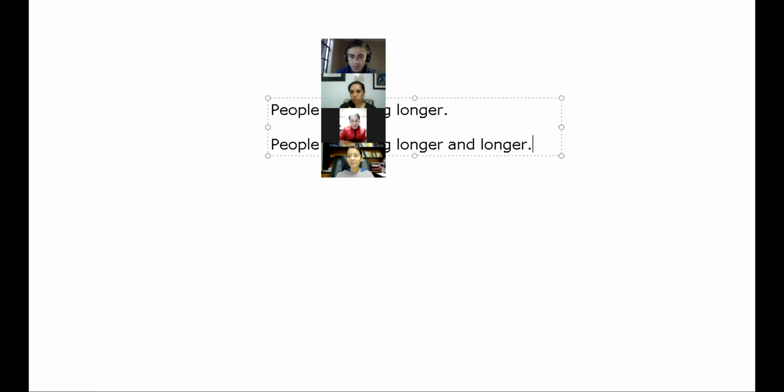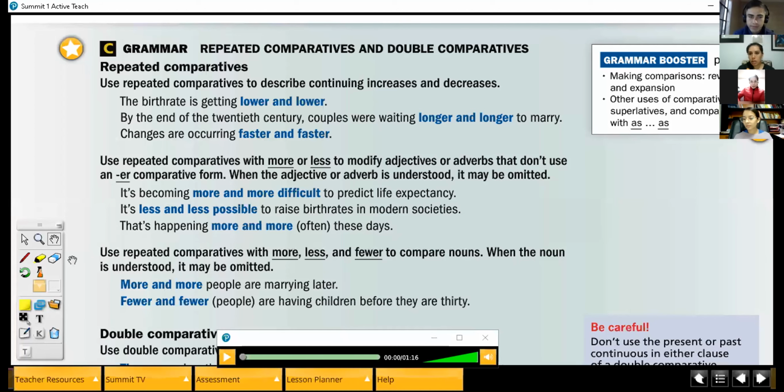So let's read the explanation from the grammar box. Can somebody help me read this part? Me. Okay, go ahead. Repeated comparatives. Use repeated comparatives to describe continuing increases and decreases. The birth rate is getting lower and lower. By the end of the 20th century, couples were waiting longer and longer to marry. Changes are occurring faster and faster.